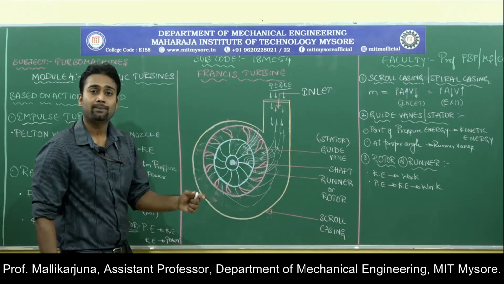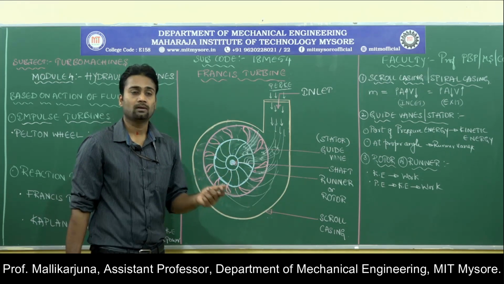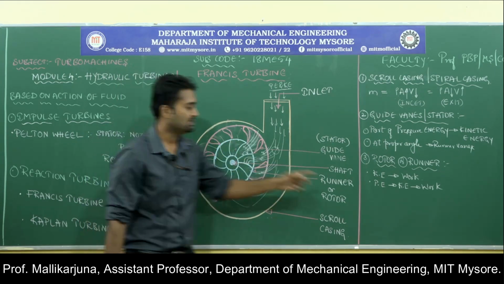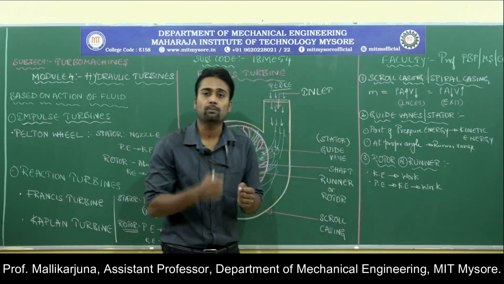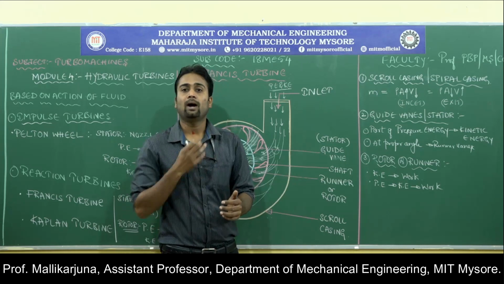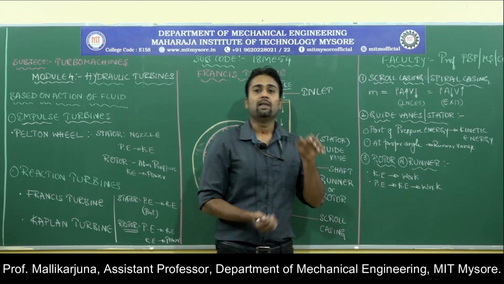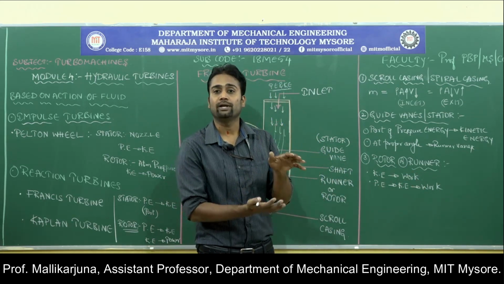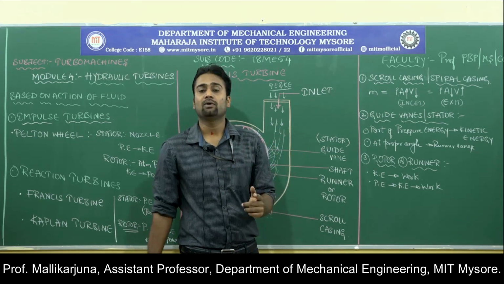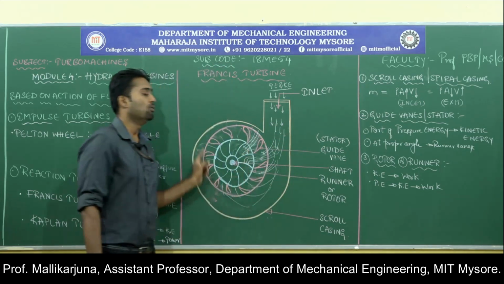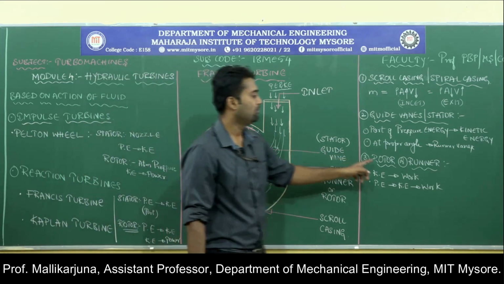For a subsonic incompressible flow, a gradual decrement in the area is going to increase the velocity. That means pressure energy gets converted into kinetic energy. This kinetic energy of the fluid will be absorbed by the moving vanes. Those moving vanes are going to give us the work. That means the entire pressure energy possessed by the fluid has to be converted into work in the moving vanes. So that is the functioning of the moving vanes.